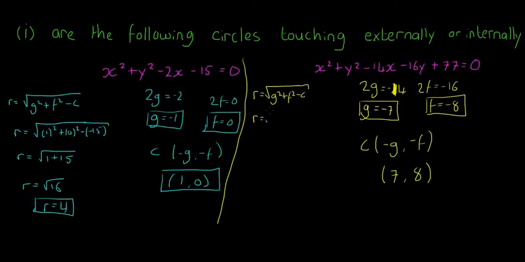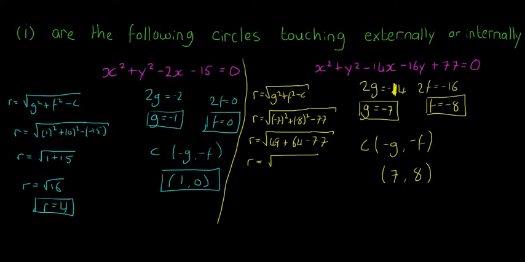So that means in this case we have that r is equal to the square root of minus 7 squared plus minus 8 squared, and it's going to be minus 77, because that's c in this case. So r is going to be equal to the square root of 49 plus 64 minus 77. So you're going to put all of those together. You're going to find that r is equal to the square root of, sorry, no, not 100, the square root of 36. And that means that r is going to be equal to 6. Okay, so the radius is 6, and the center point of this circle is 7, 8.